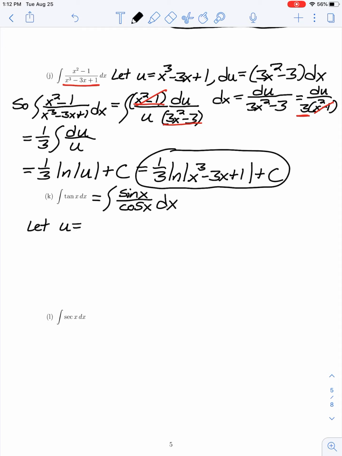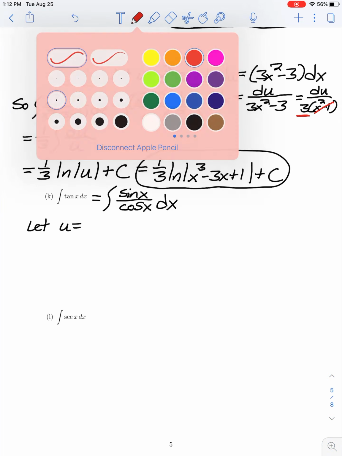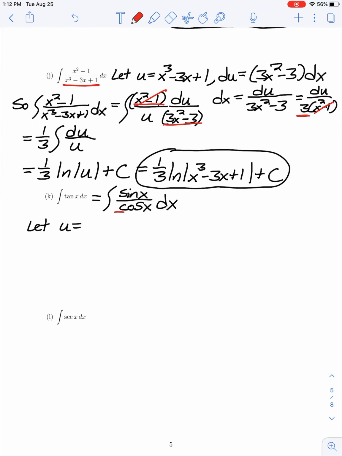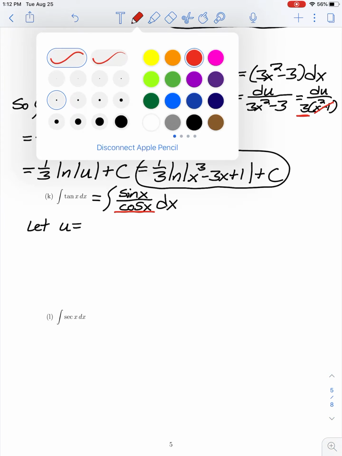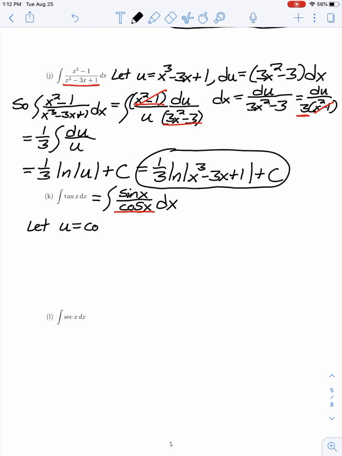So here, let's make a choice of u. Now we mentioned for fractions, or for quotients, typically a good choice for u is the denominator. In this case, cosine of x. In which case, du is negative sine x dx. And so, solving for dx, we have du over negative sine x.